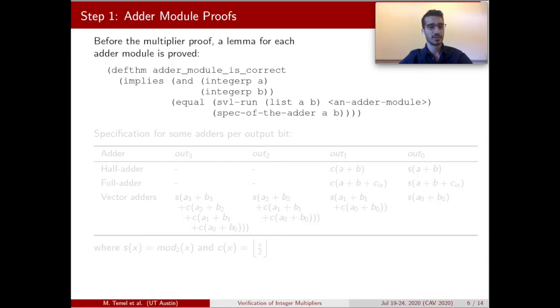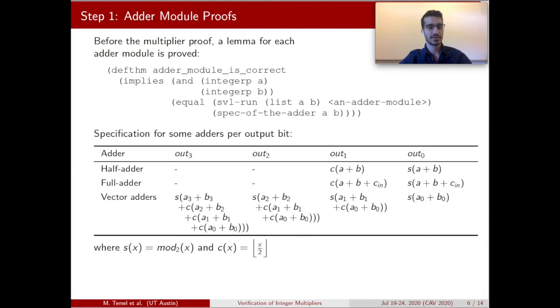Our first step is proving adder modules equivalent to their specification. We do that by stating a similar conjecture for adders. Here, we choose a specification for each adder module that is represented by our functions s, c, and plus. S stands for sum bit, and it is an alias for mod2. C stands for carry, and it is equivalent to floor of divide by 2.